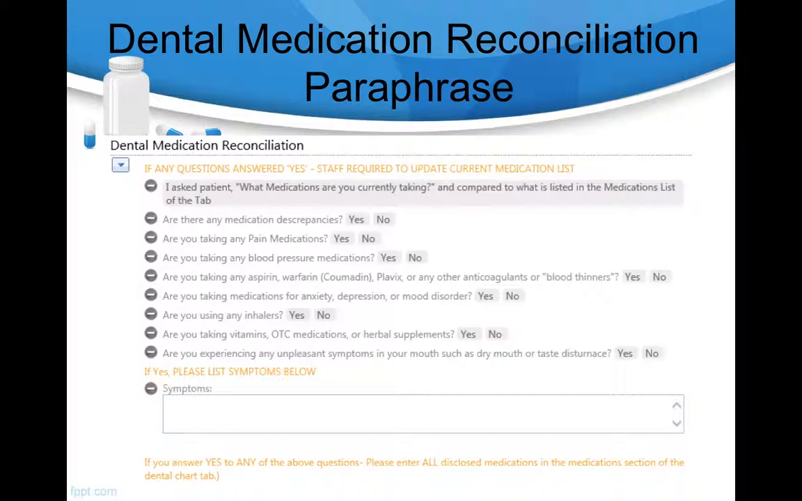For the first question set, you have to click that you asked the patient what medications they are currently taking and compared it to what is listed in the medication list tab. This step has to be done before you do the paraphrase. So click on that if you already did that.